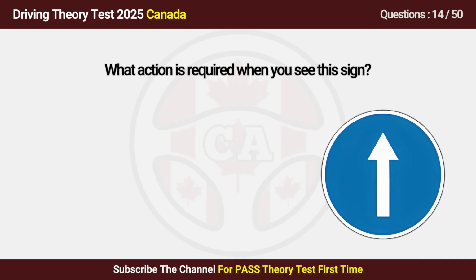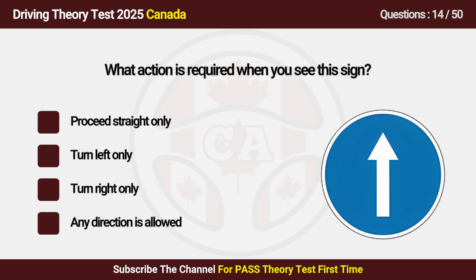Question 14. What action is required when you see this sign? A. Proceed straight only. B. Turn left only. C. Turn right only. D. Any direction is allowed.